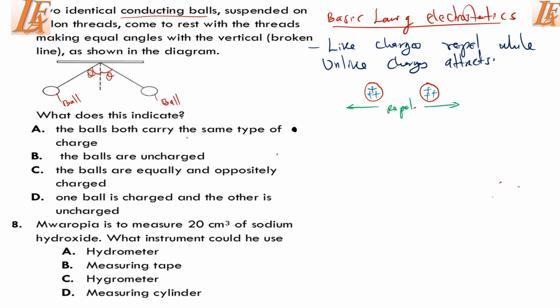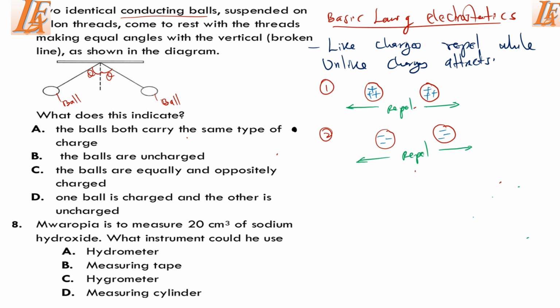Then if you have set 2 where you have this ball and this ball, then we have negative charges in either of the two balls, and in this case this is what we call like charges because they are alike. Therefore in this case they will also repel, they will move away from each other.